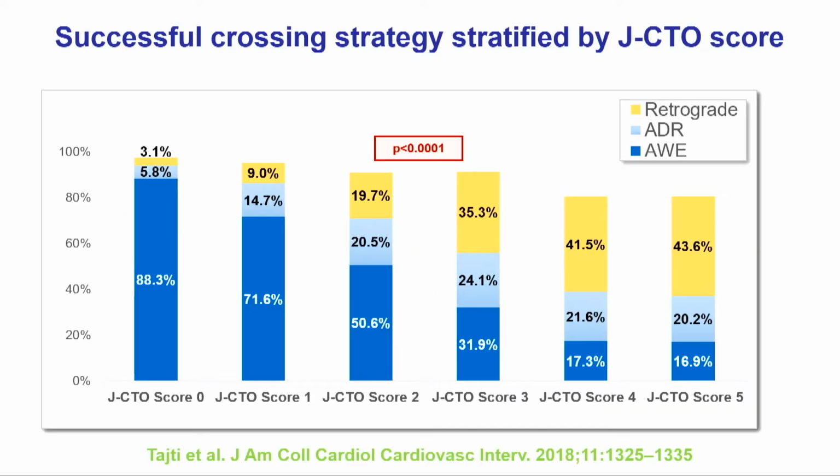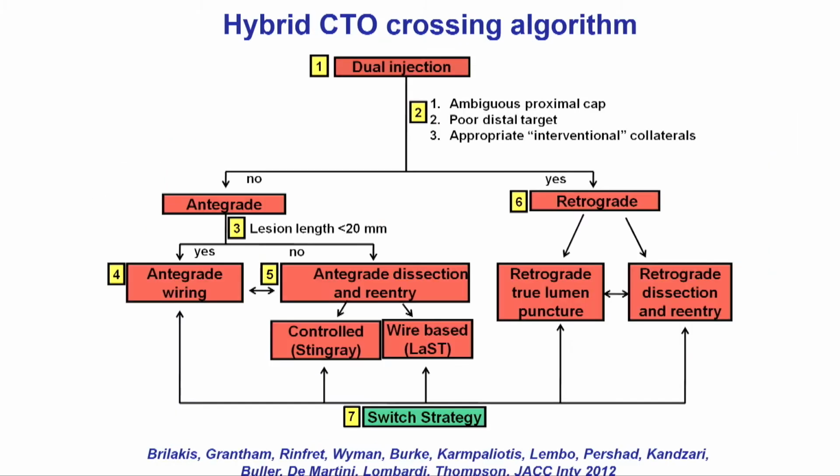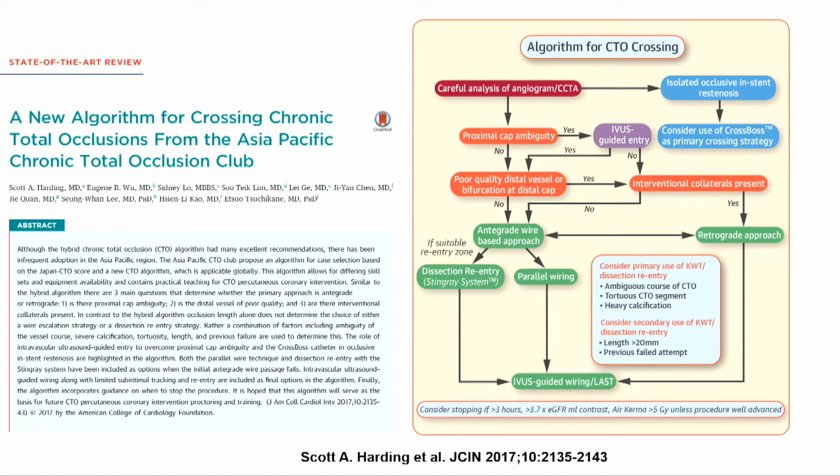And the more complex the lesion, the more likely you are to need retrograde and ADR than if you have the simpler ones. But at the same time, there's always this caveat that the more advanced techniques you use, like ADR and retrograde, the risk goes up, which again might be because of the technique or because what you are using it on is a much higher risk subgroup to start with. So this was the first algorithm. A lot of people on the panel created this. That was the hybrid algorithm, trying to put some order on how you approach CTO, starting with dual injections, and then based on the analysis of the angiogram, deciding antegrade, retrograde, and of course having the change, which is one of the mainstays.